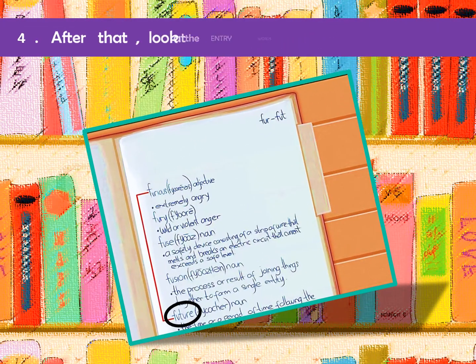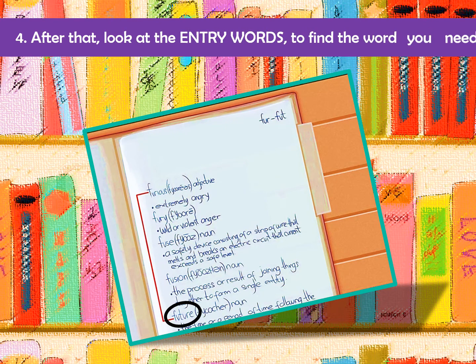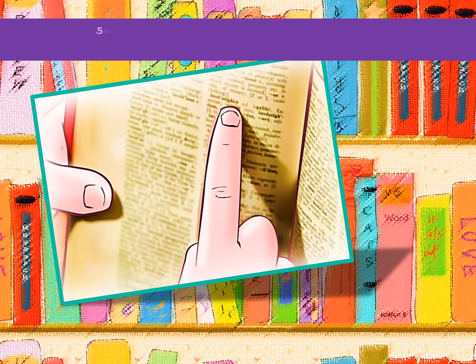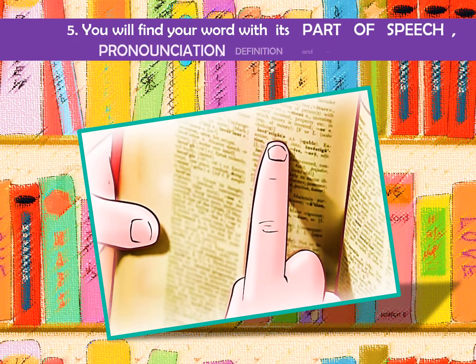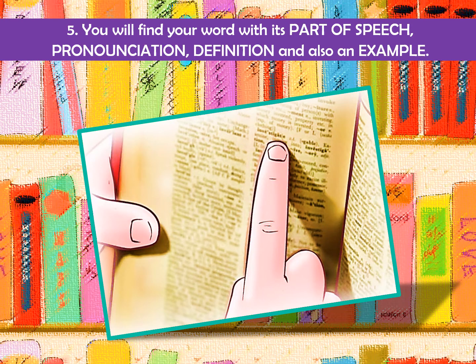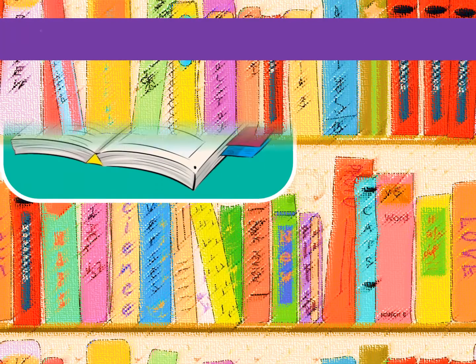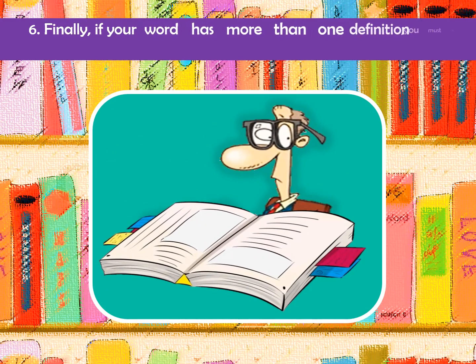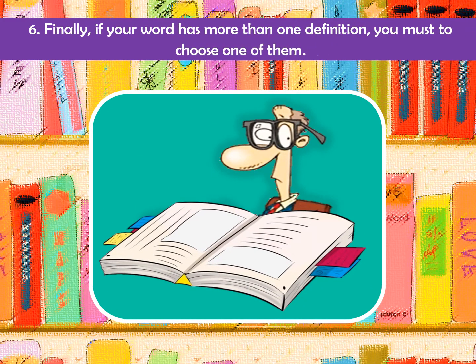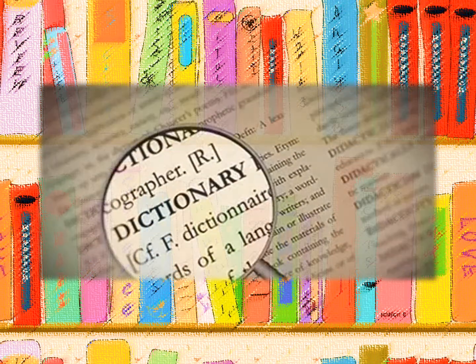Number 4. After that, look at the entry words to find the word you need. Number 5. You will find your word with its part of speech, pronunciation, definition, and also an example. Number 6. Finally, if your word has more than one definition, you must choose one of them. Now you can find all the words you need.